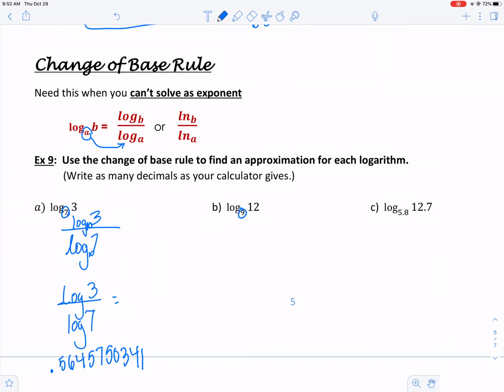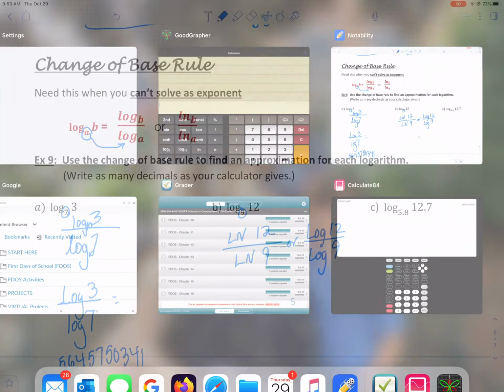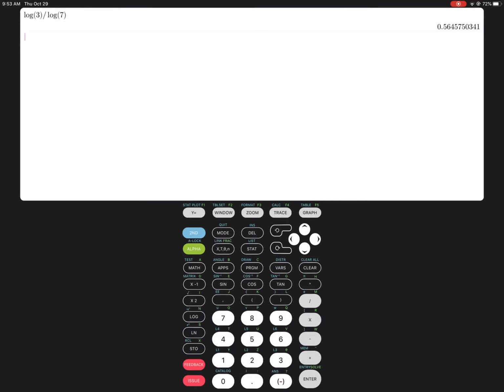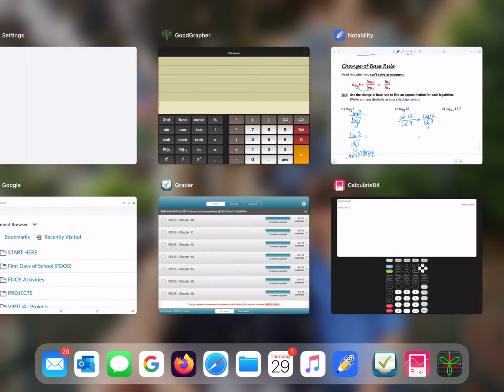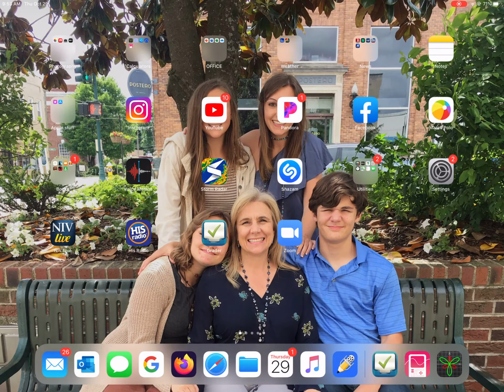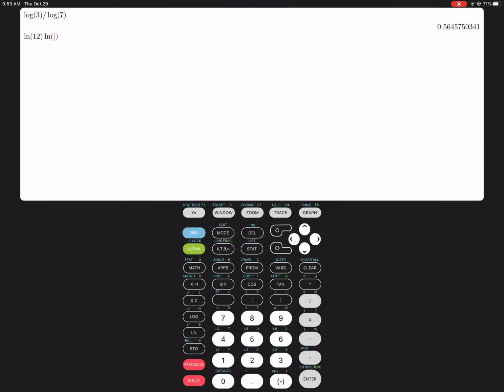The key is when you're plugging it in your calculator, this one goes on the bottom. Now notice that I could use logs or I can use ln. It doesn't matter. When you plug it in your calculator, you could put ln of 12 over ln of 9, or you could put log of 12 over log of 9. You can experiment if you want to. You're going to get the same answer, whether you use ln or log. So I'm going to use ln: ln of 12 divided by ln of 9.